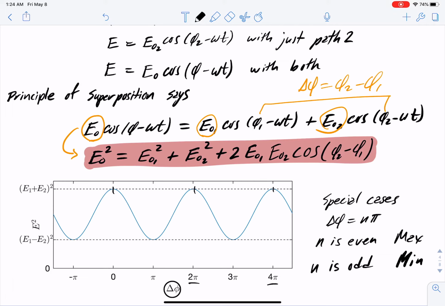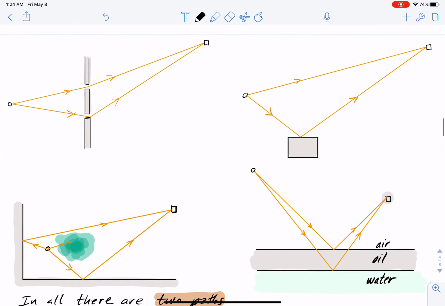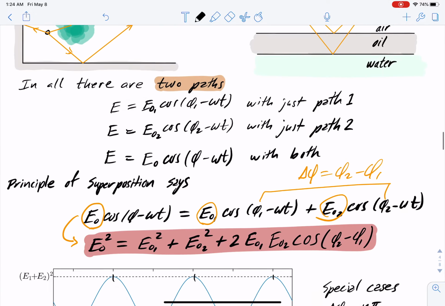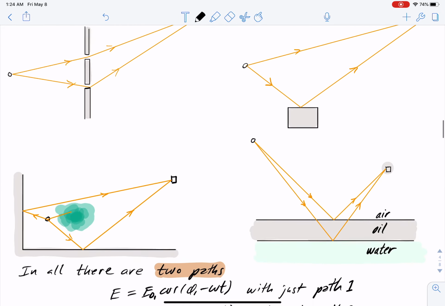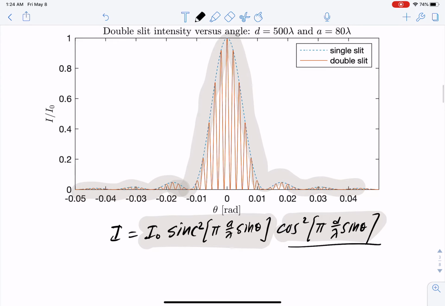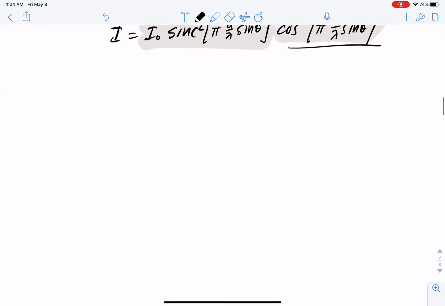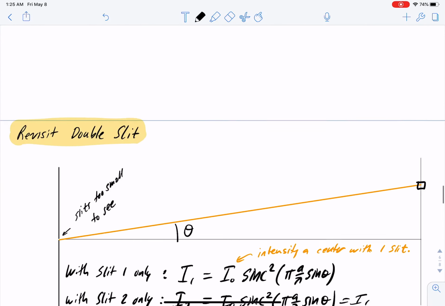All right, so this works for all of those cases that we pictured up here and any other one where the light can arrive by two paths. But now we want to see if we can find how we got this equation for the double slit. So let's look at the geometry of the double slit, and that will help us find that equation.